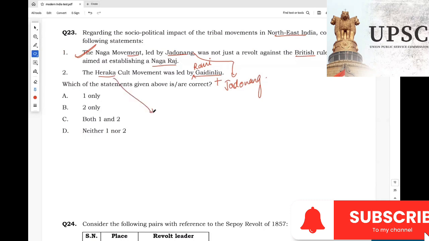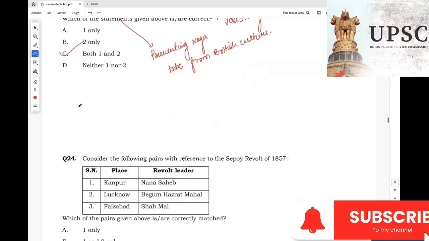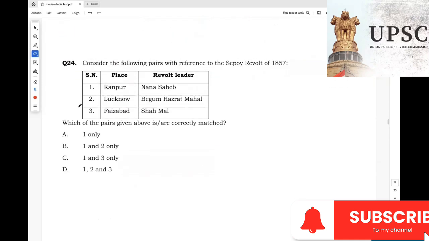Now what is this? This is a cult preventing the Naga tribe from British culture and the spread of Christianity, obviously. So they never wanted the Naga people to adopt, or you can say convert to, Christianity. So they started this Heraka cult movement. Both the statements are correct. All right. Moving to the next one.